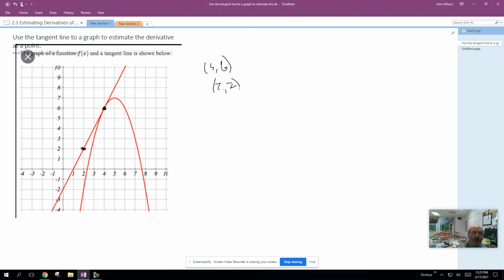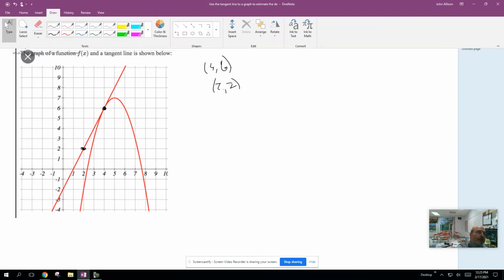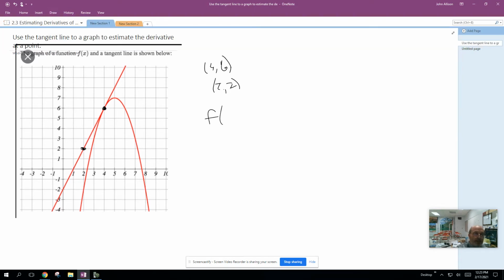And we're going to find the slope because f prime of 4, the derivative of f of x at x equals 4, is equal to the slope of that tangent line. And we know the slope of that tangent line is y2 minus y1 over x2 minus x1, which gives us 4 over 2, or the slope is 2. So f prime of 4 is 2, if that's the tangent line, if we have taken that and estimated it.